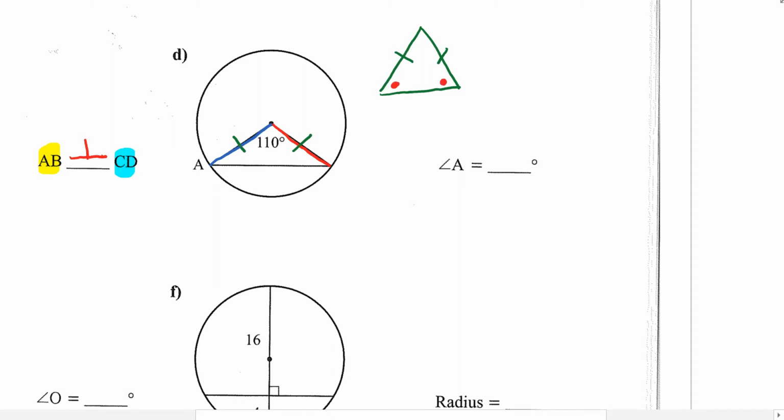Mathematically, we know that all triangles add up to 180 degrees. If I lose 110 degrees, then I have 70 degrees left. And that 70 degrees has to be divided equally into those two corner angles. So each corner angle has to be 35 degrees each. So that's 35 and that's 35. So angle A has to be 35 degrees.